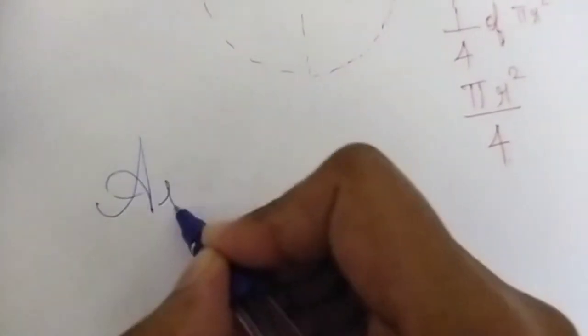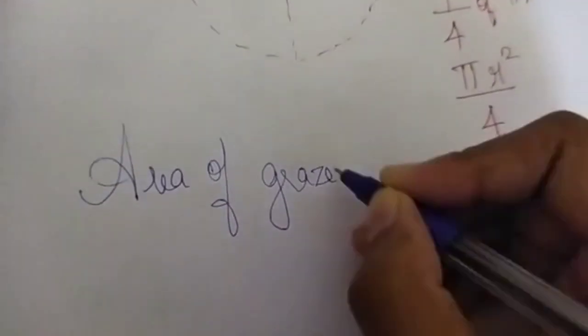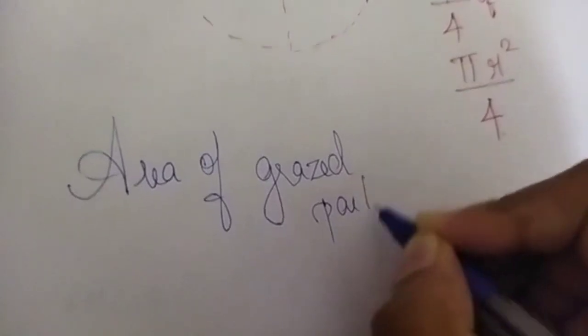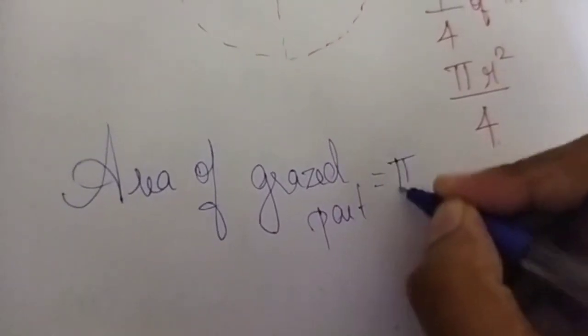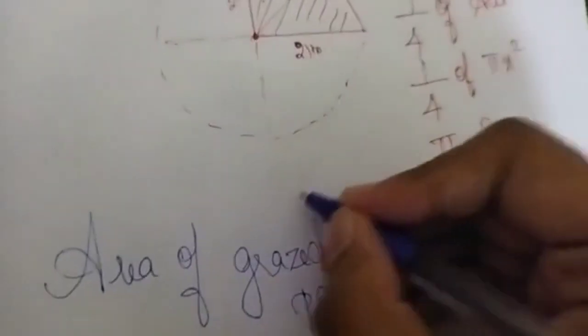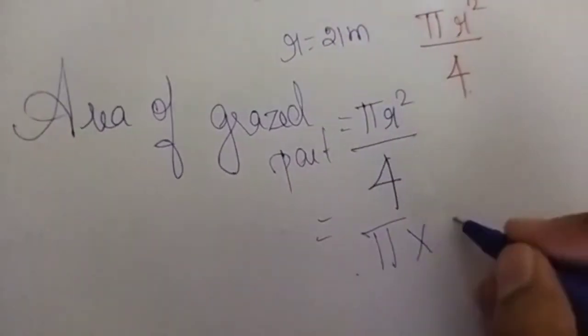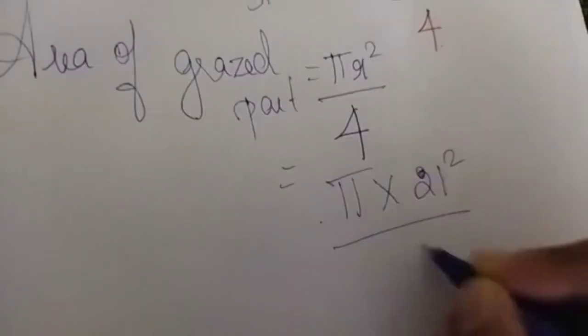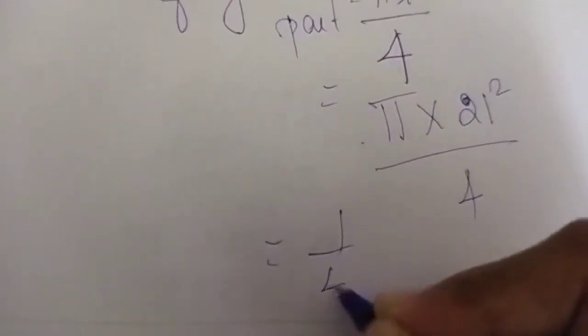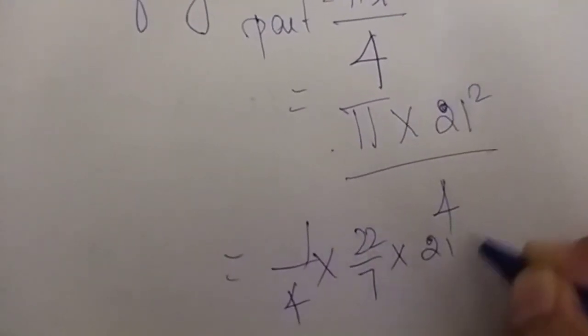So area of the part that the horse grazes is equal to pi r square by 4. Here radius is equal to 21 meter. So pi into 21 square divided by 4. So we can write 1 by 4 into pi, that means 22 by 7 into 21 into 21.